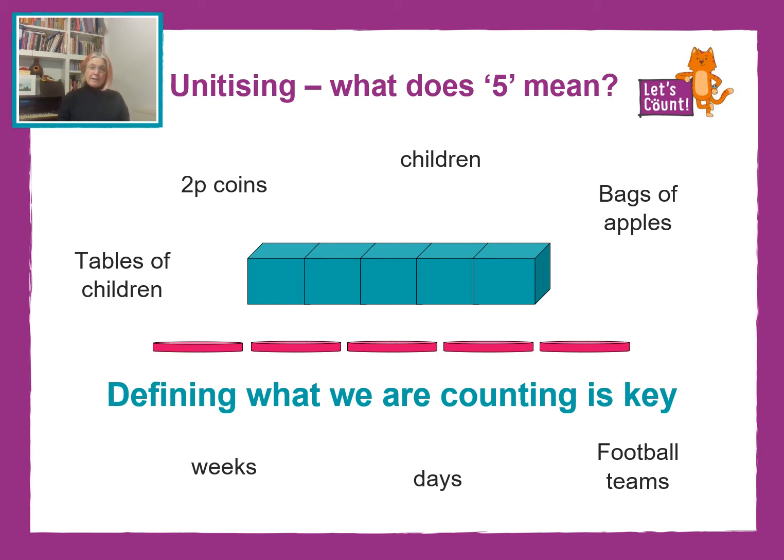In each of those cases, each cube is representing something different, and identifying what it is is key. Sometimes a cube or counter might represent one thing, like the children using the outdoor area, and at other times it's representing more than one thing, or things with a value of more than one. For example, the 2p coins, or the bags of apples, where the cube represents one bag, but that bag might contain 10 apples. Identifying and defining the unit of counting is known as unitising, and it's a skill that will support the interpretation of data, amongst other things, in the future.